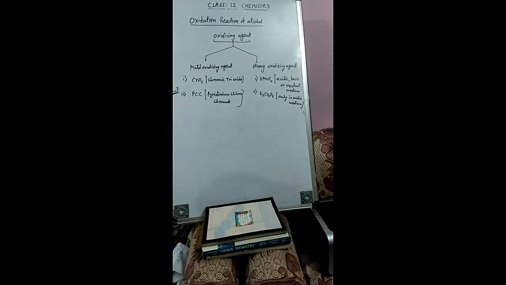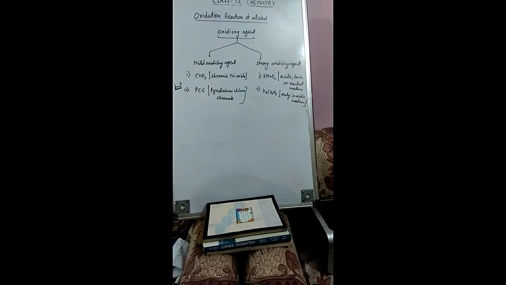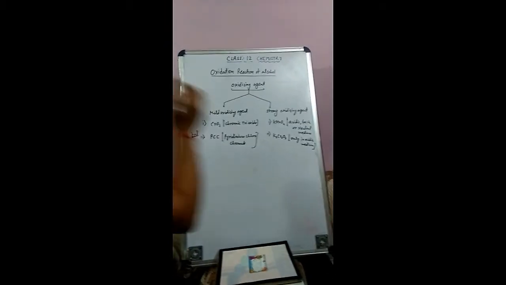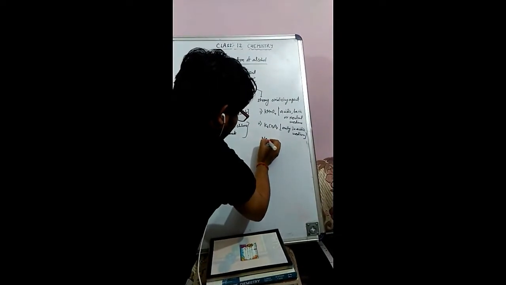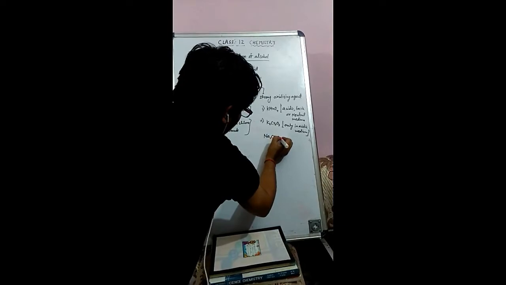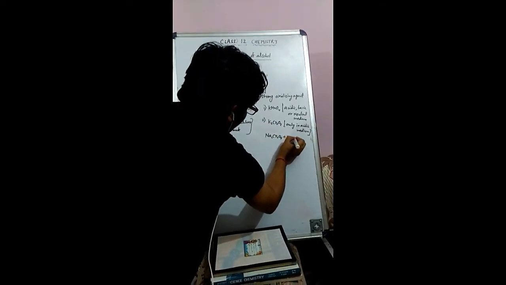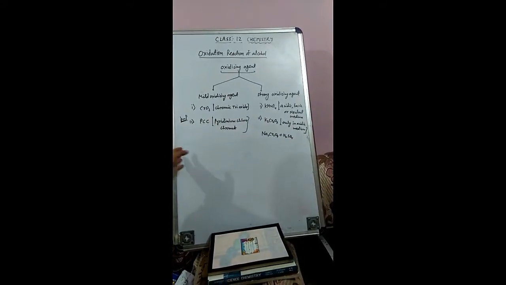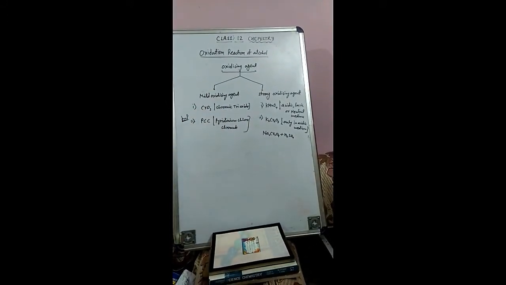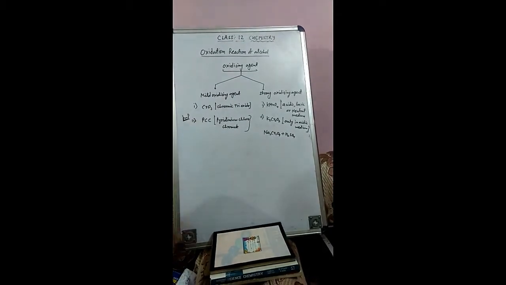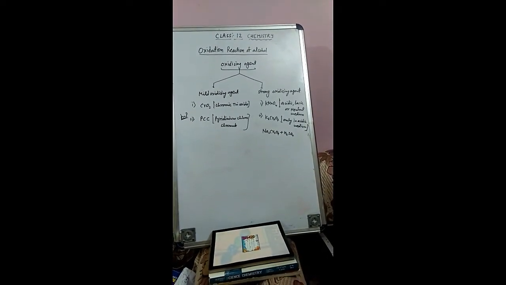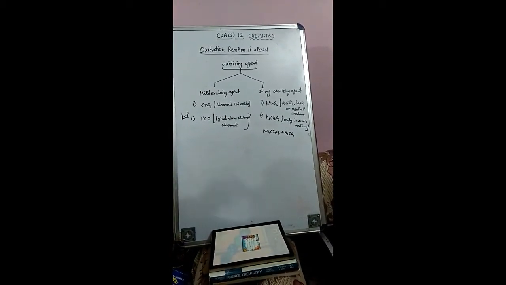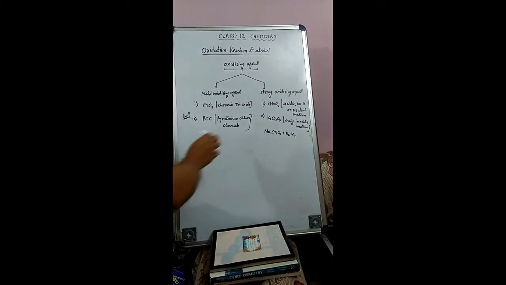Or we can use chromic oxide, that is Na2Cr2O7 plus H2SO4. So these are the oxidizing agents which can be utilized during the oxidation reaction of alcohol. Now I will discuss the oxidation reactions of alcohol with different oxidizing agents.